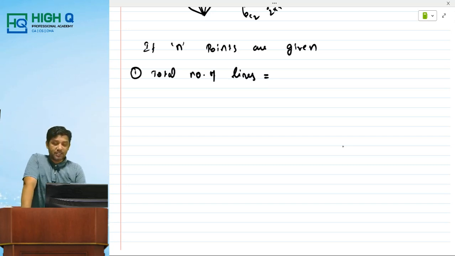If n points are given, total number of lines, can you please tell me what it is? nC2. You all understand, my dear? nC2 lines can be drawn. Total number of lines is nC2. Is that right?